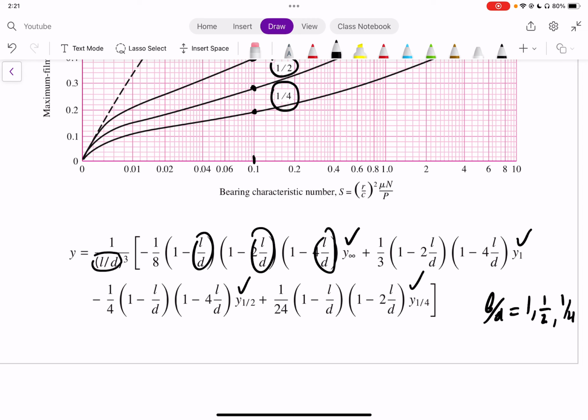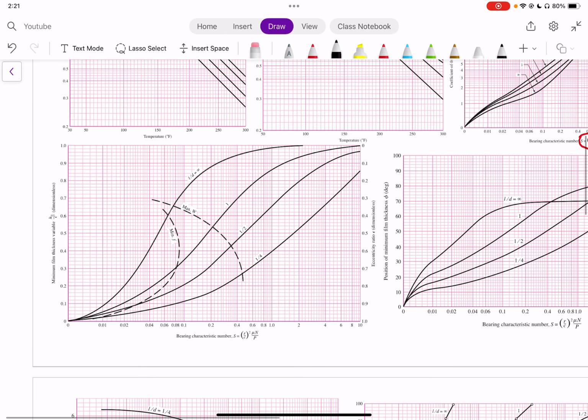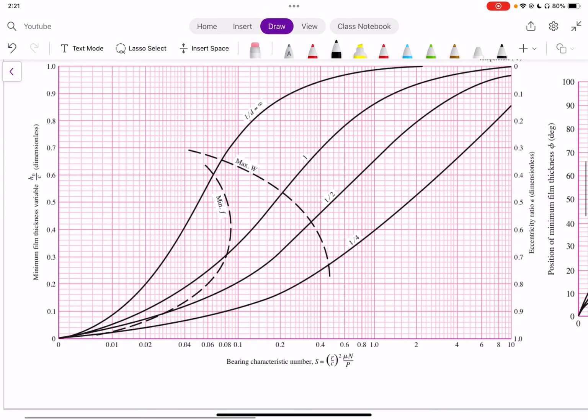Okay? So let's go back to our problem, specifically looking at minimum film thickness, because that's what we're looking at right now. And we have an L over D of 1/2. So we're going to be using this line of the chart. I'll highlight the line, but it's going to be this line right here.